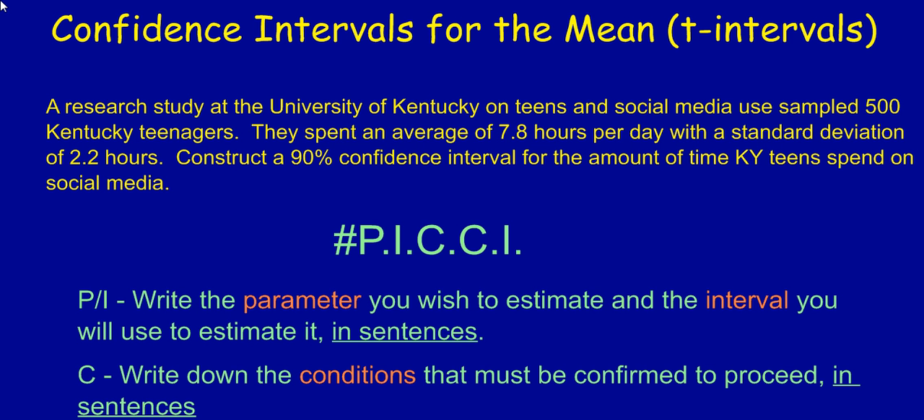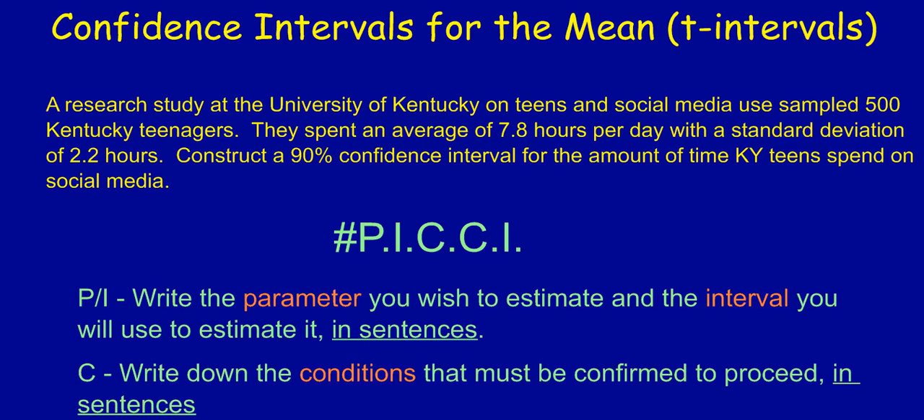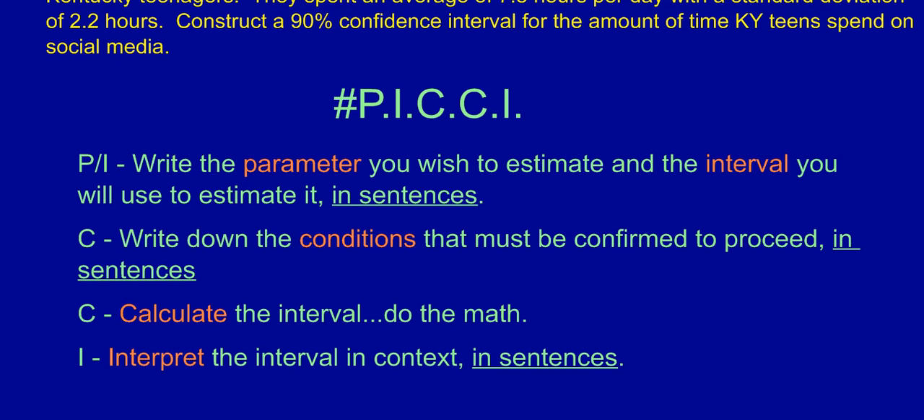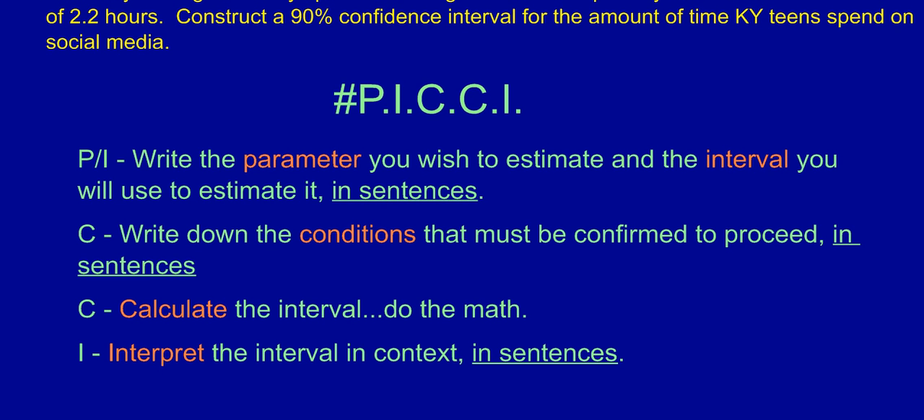The first C is for the conditions, because we have to check that certain conditions have been met, and I'm going to use sentences to write to check those conditions. The next C is for calculate. I'm going to actually do the math. I'm going to find the numbers and find the left and right endpoints, point A and point B, and then I'm going to interpret my interval again in context.